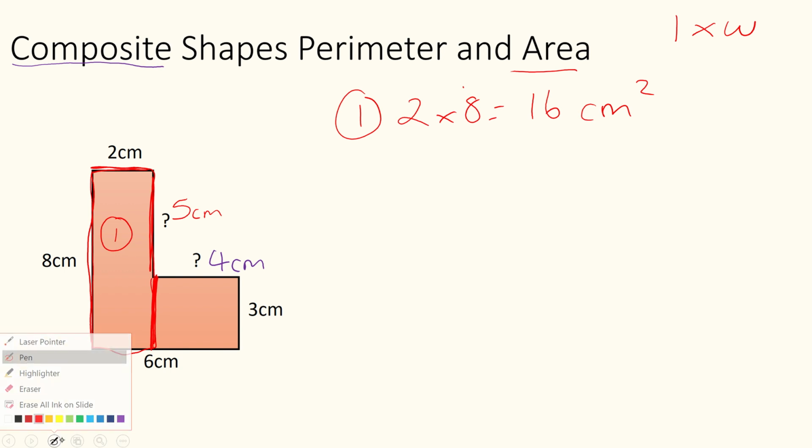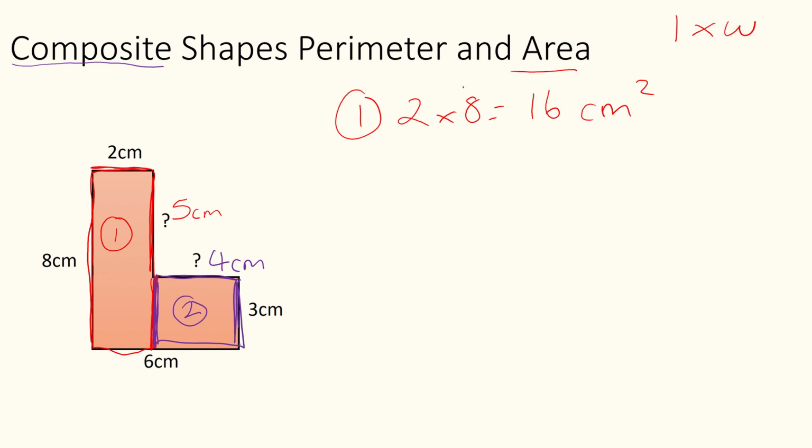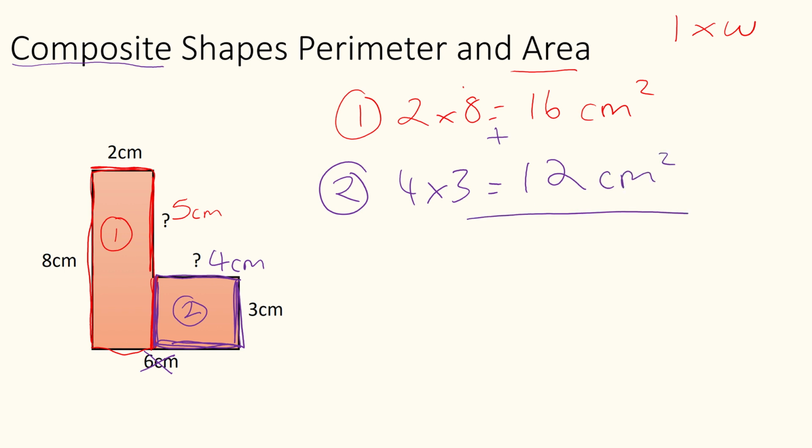Shape number 2, let's go back to my purple, third favourite, because I like blue as well. So area of shape 2 is only concerned with these edges. So you're going to forget this 6 because that goes all the way across. So we've got a 4 and a 3. So 4 times 3 equals 12. Oh, I've just realised that something weird is going to happen here. Never mind. And then we add them together.